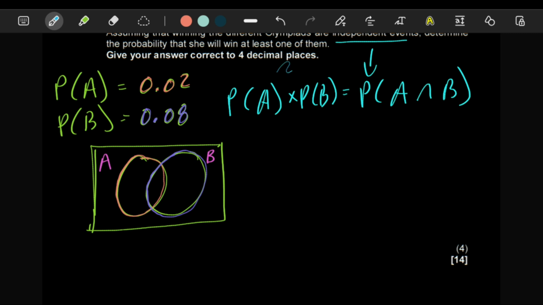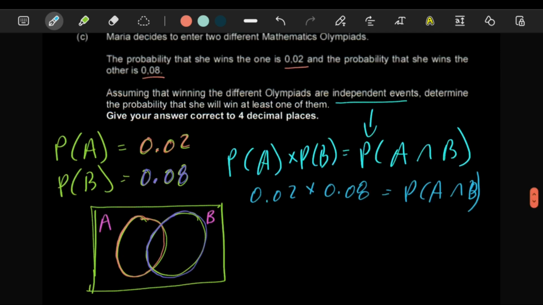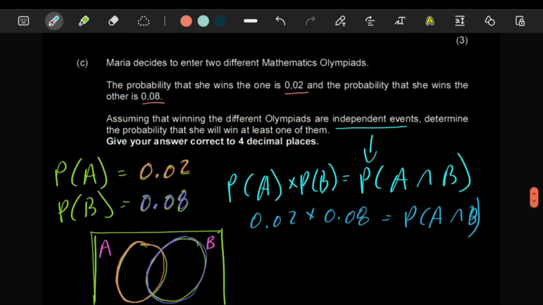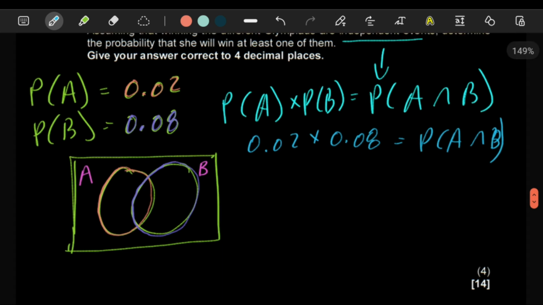Anyways, the probability of A here is just 0.02 multiplied by 0.08. This is what gives you the probability of A and B, which is what's in the middle here, the probability of winning both of them. It is a math Olympiad, so it's quite difficult. That's why these probabilities are low. In your calculator, this is just going to give you 0.